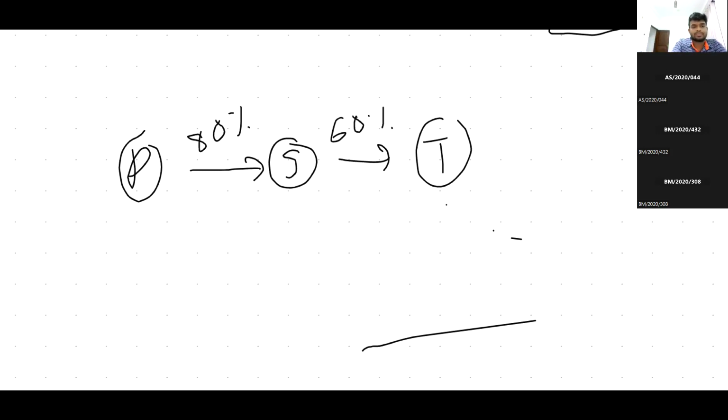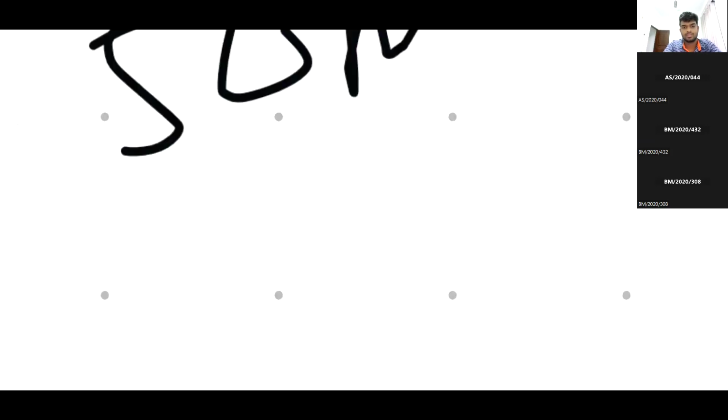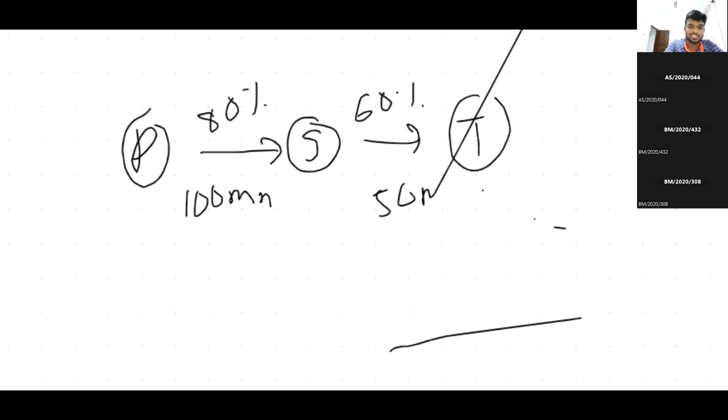And let's say P invests 100 million in S and S invests 50 million in T. Sorry for the technical issues, some technical issues may arise. P invests 100 million rupees to get 80%. S invests 50 million in T to get 60%. It invests 50 million.